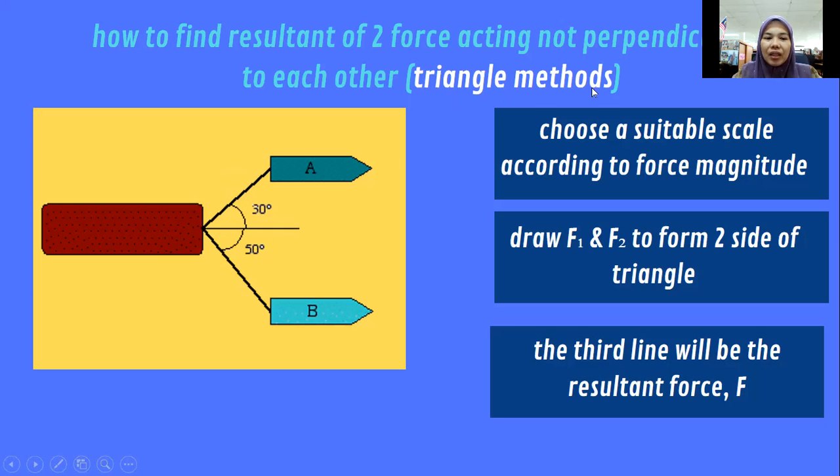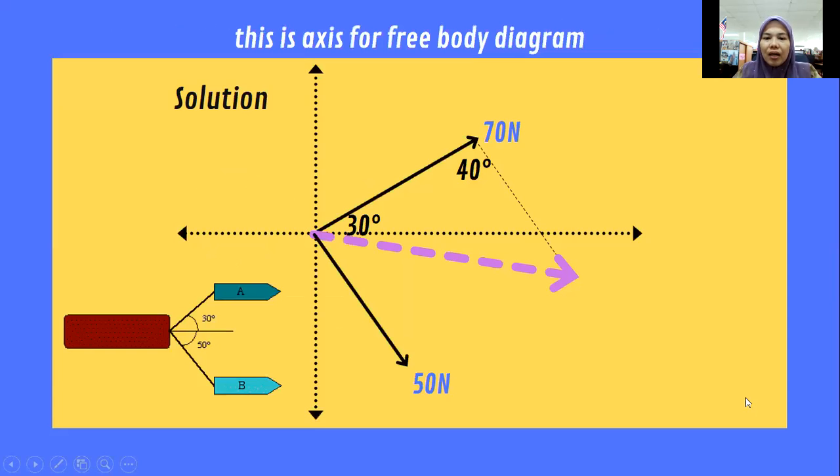Because in the triangle method you have to draw the triangle, you have to decrease the scale. Draw F1 and F2 to form two sides of the triangle, same as our previous example. The third line will be the resultant force. Let's see how we can do this. Now we can solve this question. So this is 30, which we consider as F1.